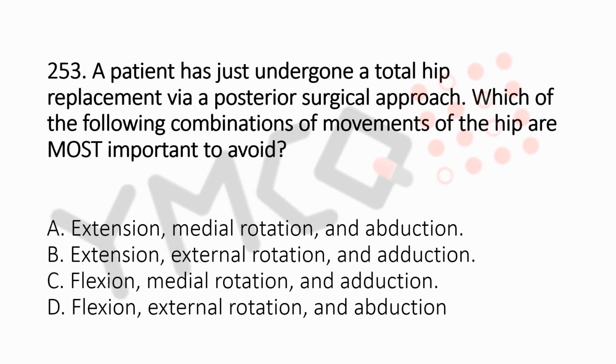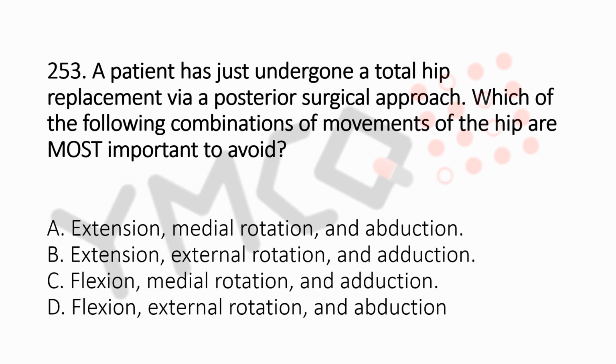A patient has just undergone a total hip replacement via a posterior surgical approach. Which of the following combinations of movements of the hip are most important to avoid? Option A, extension, medial rotation, and abduction. Option B, extension, external rotation, and adduction. Option C, flexion, medial rotation, and adduction. Option D, flexion, external rotation, and abduction.